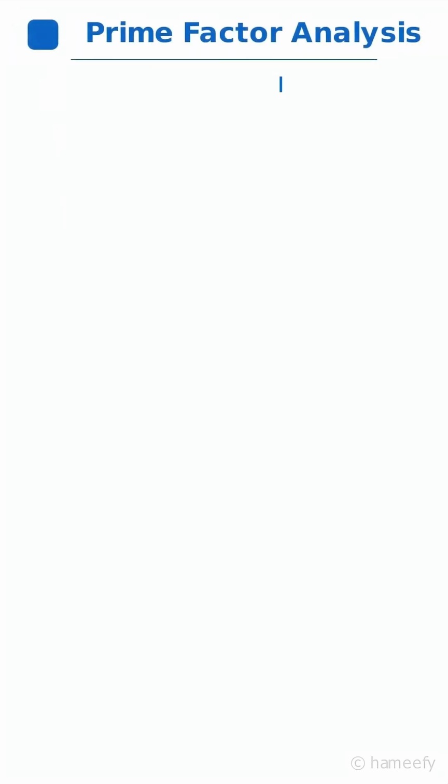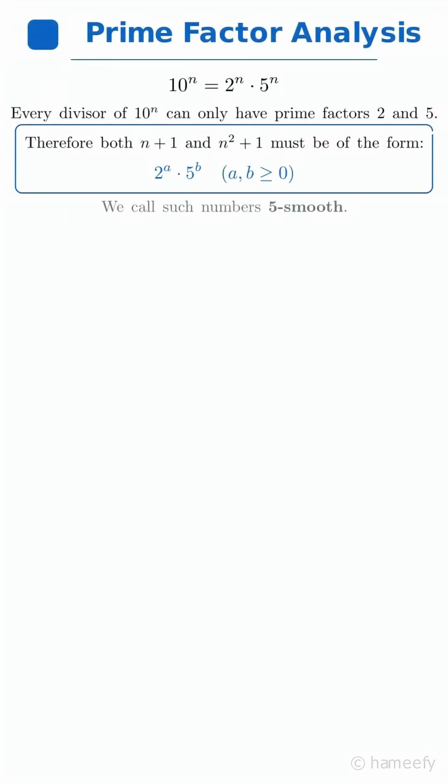Since 10 to the n equals 2 to the n times 5 to the n, every prime divisor of 10 to the n must be 2 or 5. So for (n plus 1) times (n squared plus 1) to divide 10 to the n, each factor individually must only have prime divisors 2 and 5. We call such numbers 5 smooth.